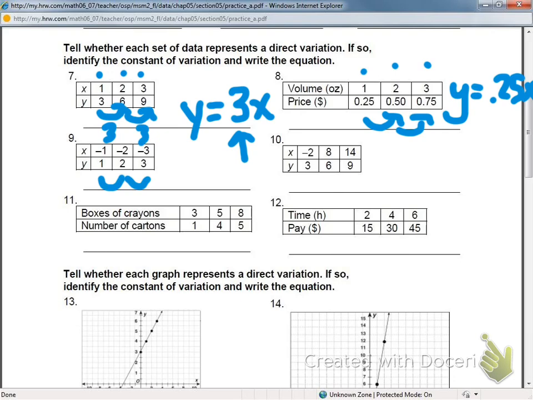One. But notice about these numbers. Are these numbers positive or negative? They're negative. So how do I get from a -1 to a positive 1? That's right, I have to multiply by a negative. So what's -1 times -1? 1. So my constant variation is -1.